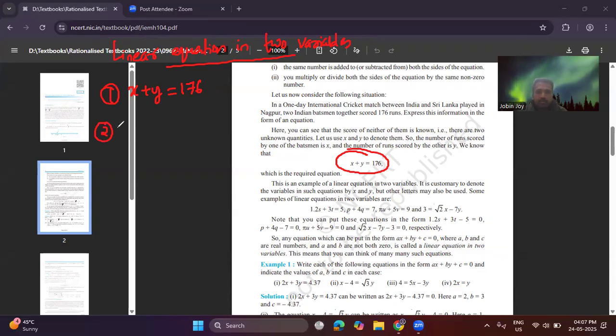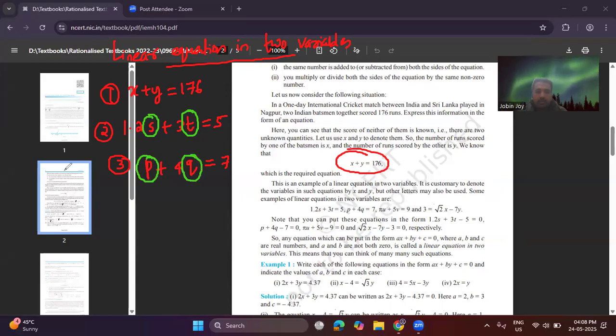Second example is 1.2s plus 3t is equal to 5. Again, this is a linear equation in two variables because this equation contains two variables, right? S and t. S and t are the two variables. Third example, p plus 4q is equal to 7. This is a linear equation in two variables, and the two variables are p and q.